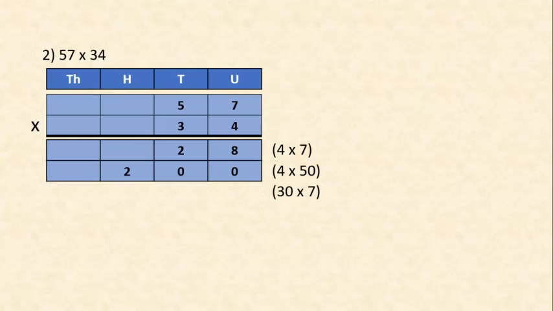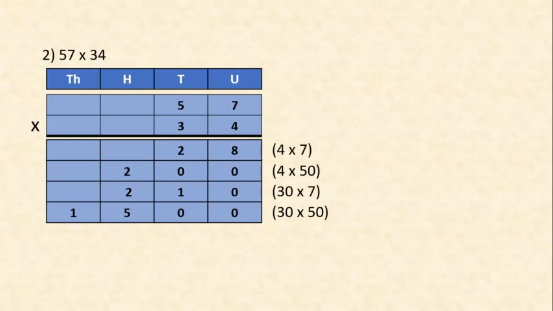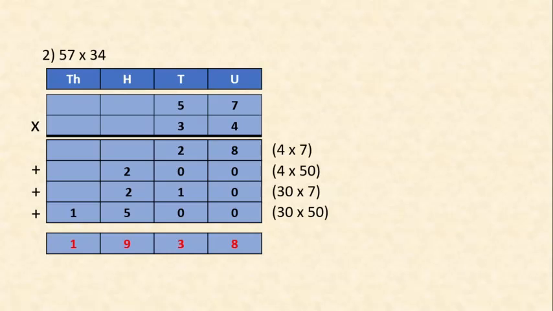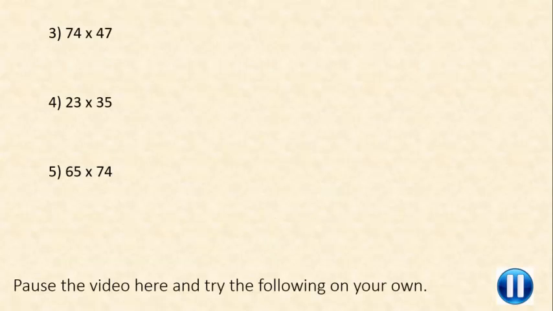Then we're going to say our tens, which is 30. 30 times 7, which is 210. And 50 times 30, which is 1,500. Add all our numbers together and our final answer is 1,938. Number 2, 3, 4 and 5. Please pause the video and try them on your own.